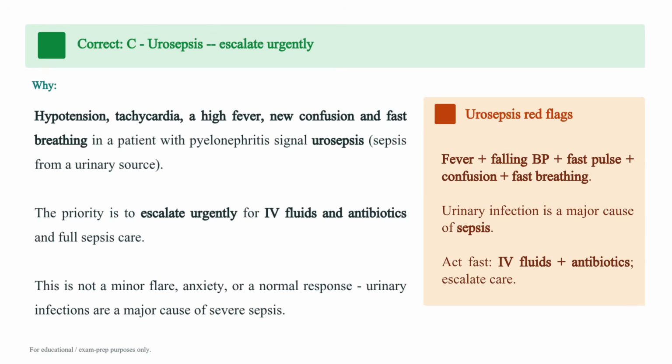The answer is C, urosepsis, escalate for urgent fluids and antibiotics. Falling blood pressure, a fast heart rate, a high fever, new confusion and fast breathing in a patient with pyelonephritis signal urosepsis, sepsis from a urinary source. The priority is to escalate urgently for IV fluids, antibiotics, and full sepsis care. This is not a minor flare, anxiety, or a normal response. Urinary infections are a major cause of severe sepsis.